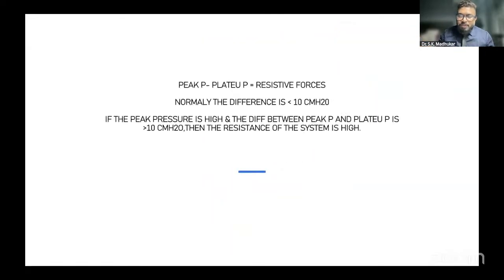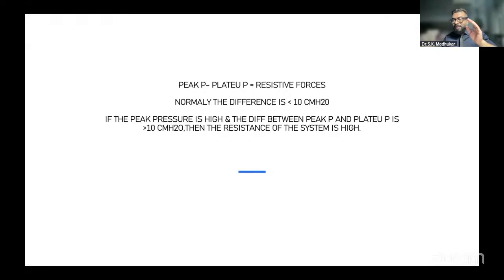So if you subtract the plateau airway pressure from the peak airway pressure, it will give an idea of the resistive force, and it should usually be less than 10 centimeter of H2O. Now, understand this. If a patient has high peak airway pressure and the difference between peak airway pressure and the plateau pressure is more than 10 centimeter H2O, it indicates that the resistance of the system is high. For example, a patient with COPD or asthma.